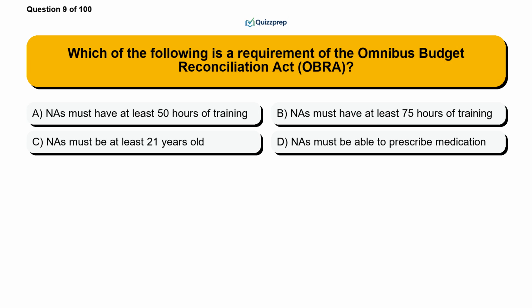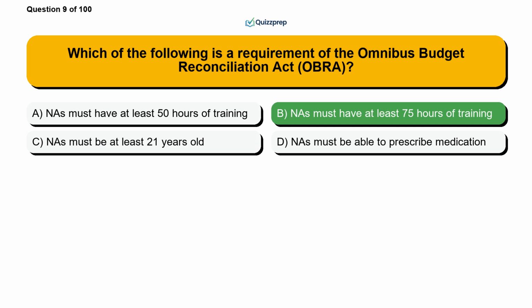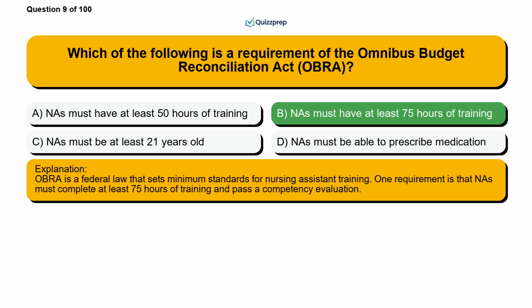Question 9. Which of the following is a requirement of the Omnibus Budget Reconciliation Act, OBRA? Option A, NAs must have at least 50 hours of training. Option B, NAs must have at least 75 hours of training. Option C, NAs must be at least 21 years old. Option D, NAs must be able to prescribe medication. The correct answer is option B, NAs must have at least 75 hours of training. OBRA is a federal law that sets minimum standards for nursing assistant training. One requirement is that NAs must complete at least 75 hours of training and pass a competency evaluation.